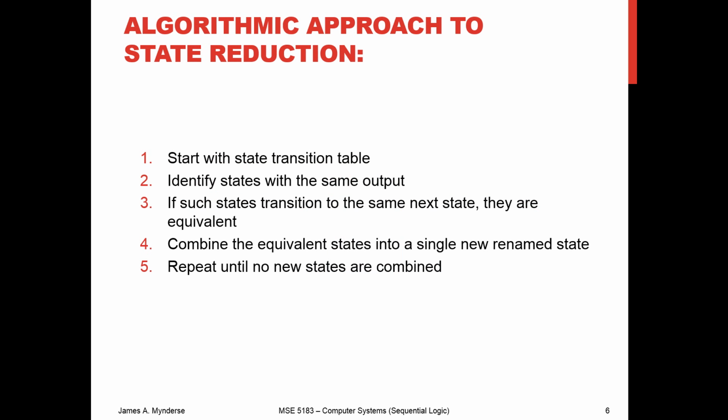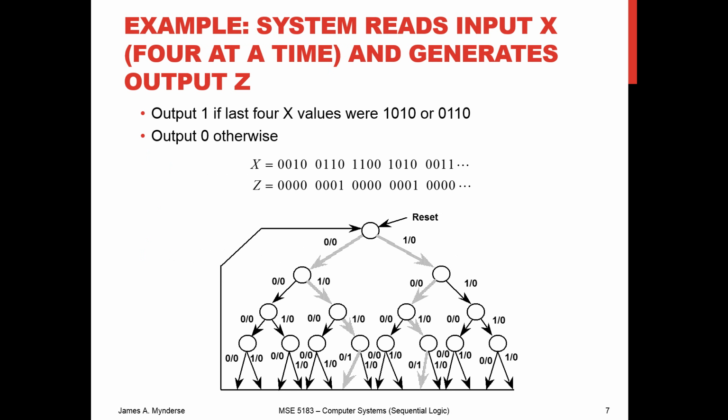So we're going to do this in an algorithmic fashion. We're going to start with the state transition table. We will identify states with the same output, and then check for those that have the same output, do they have the same next state, and if they do, we will combine them. And then we'll just keep repeating. And after a couple passes through the state transition table, we'll find that we're not hitting anything else that's the same, and we'll know that we're done. So let's do an example. I've got a system. It's going to read input X.